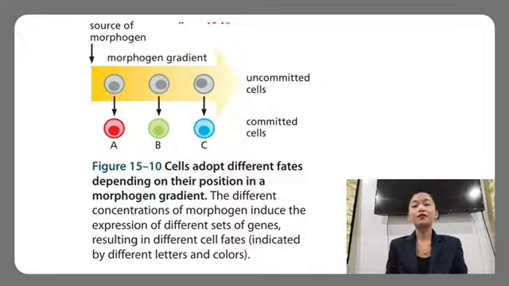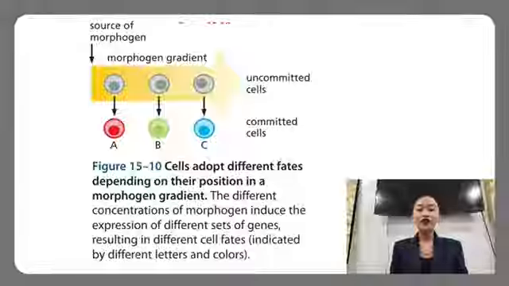The fate of some developing cells depends on their position and morphogen gradients. The extracellular signal molecule in these cases during development is called morphogen. And in the simplest cases, it diffuses out from a localized cellular source, a signaling center, generating a signal concentration gradient. As shown in figure 15-10, cells adopt different fates depending on their position and morphogen gradient.